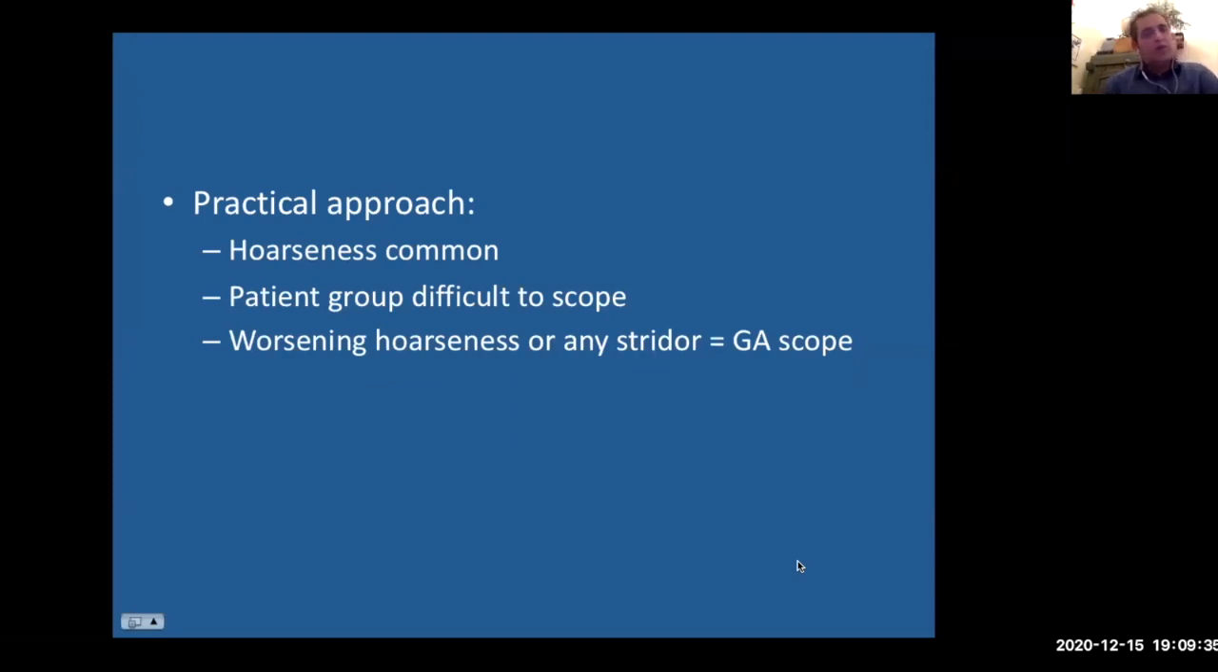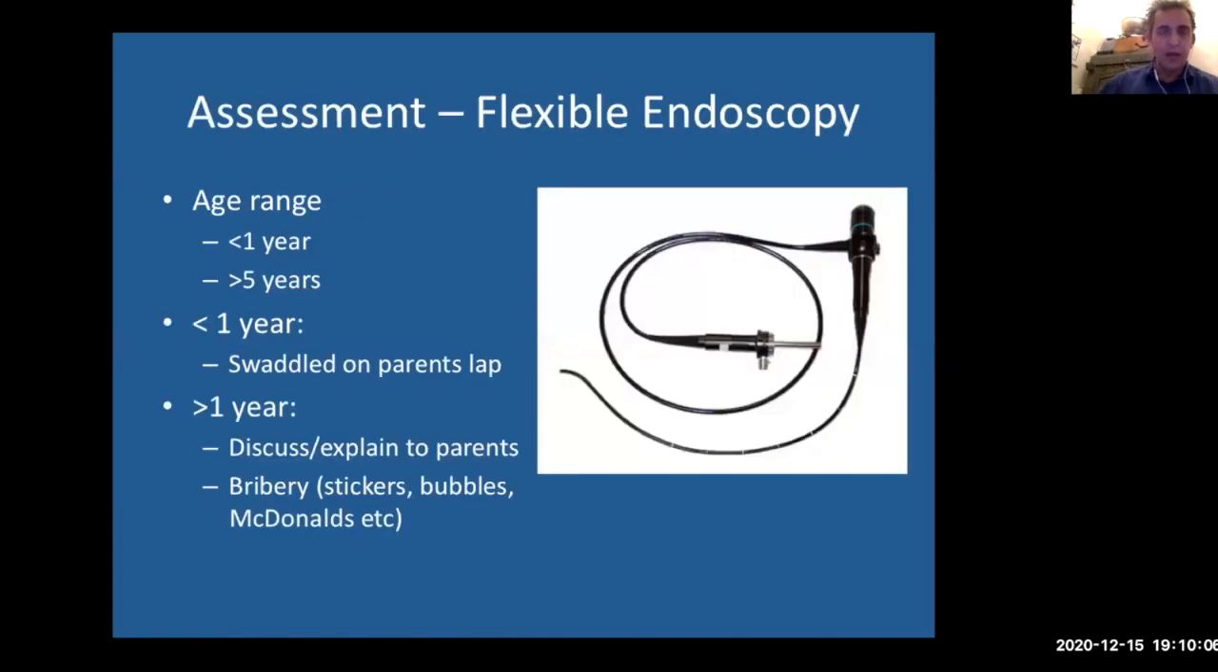From a practical approach, because we all see pediatric patients in clinic, hoarseness is not an uncommon presentation. They can be a difficult patient group to perform flexible nasal endoscopy on in clinic. So as a rule, if there's worsening hoarseness or any stridor associated with hoarseness, and they can't undergo an outpatient flexible scope, they will qualify for a GA scope. But we'll always try, for practicalities and ease of access, to do flexible endoscopy.